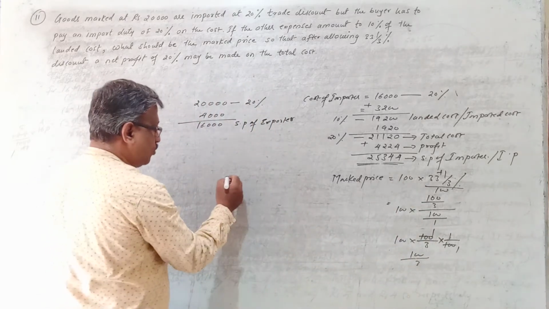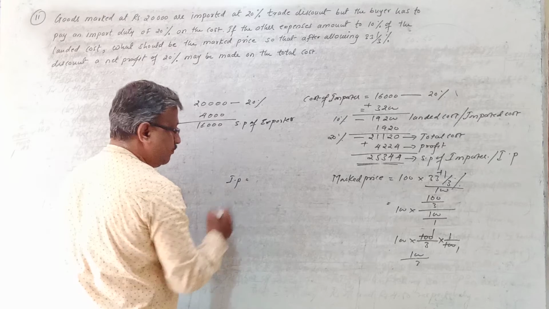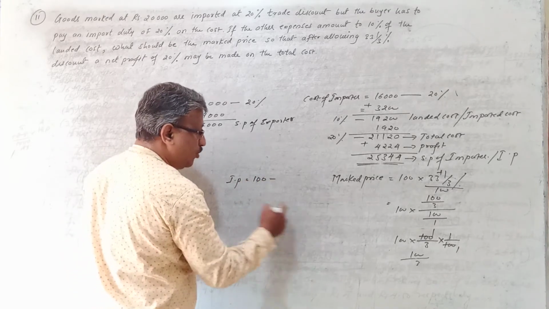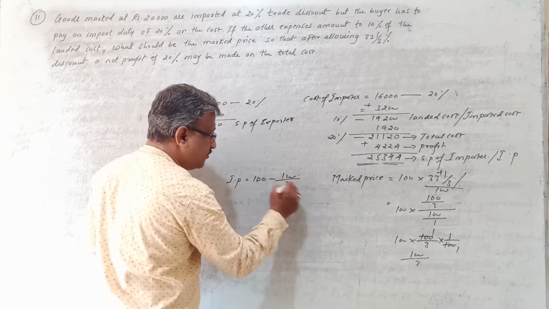He is giving, this is the mark price, 100 rupees, and this he is giving 100 by 3 as discount. So at what price he is selling, that I want. Means I have to find out the invoice price. How to find the invoice price? From 100 rupees you minus the discount, 100 upon 3.